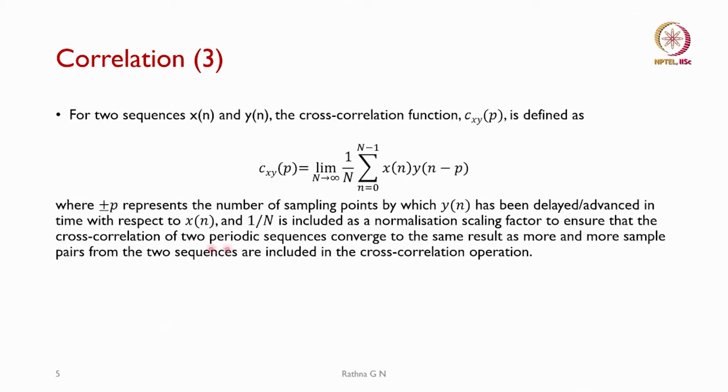Continuing, if we have two sequences x of n and y of n, the cross correlation function, which we call Cxy of p, is defined by this equation.